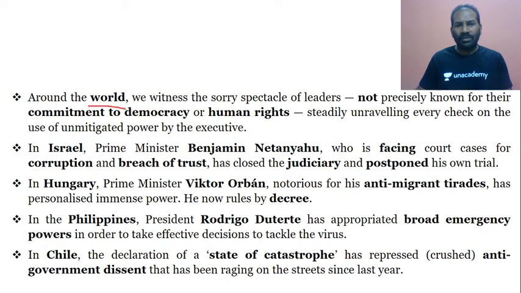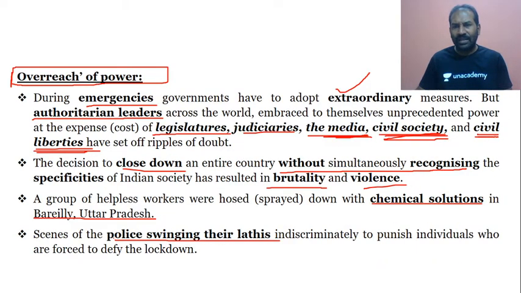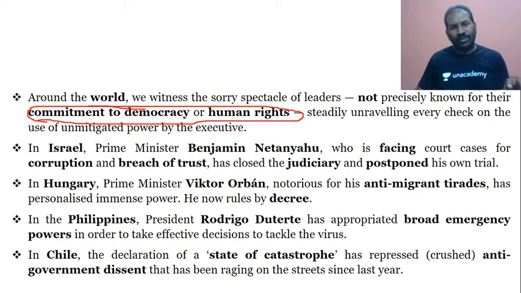And then we have seen around the world that some were not actually committed to democracy or human rights. This is very, very important again from the mains point of view, because I did discuss the media, civil society and civil liberties. And now I am linking it with how, across the world, many have taken advantage of this pandemic situation and the national lockdown, and how democracy or human rights were not given due importance. So we will look at a few of the countries.